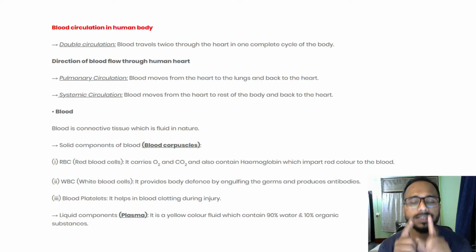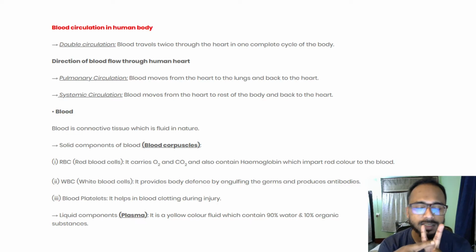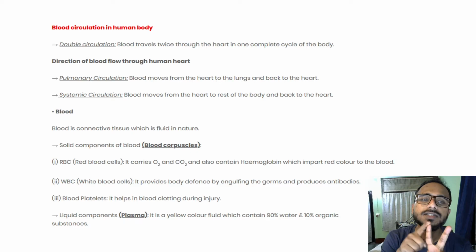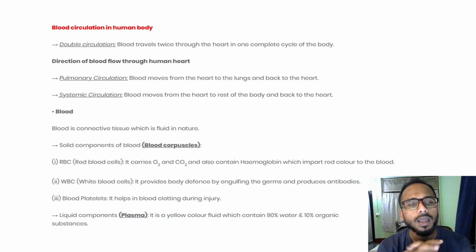That means the heart is the main center. From the heart, once it will go to the lungs and then come back to the heart. This is pulmonary. From the heart, it will go to different parts of the body and then come again to the heart. That will be your systemic circulation. Okay. Now we will study blood.